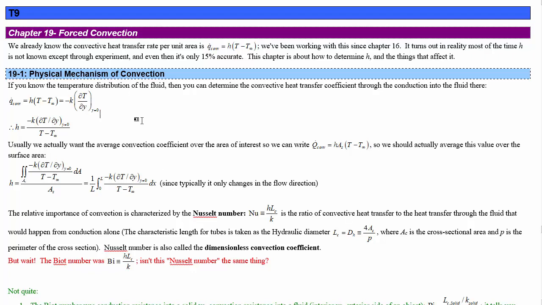Hello and welcome to EngPhys 3004, lectures 18 and 19. We're going to be starting chapter 19 with these. So this is going to be the first half of chapter 19. We're going to do 19.1 through 19.4.